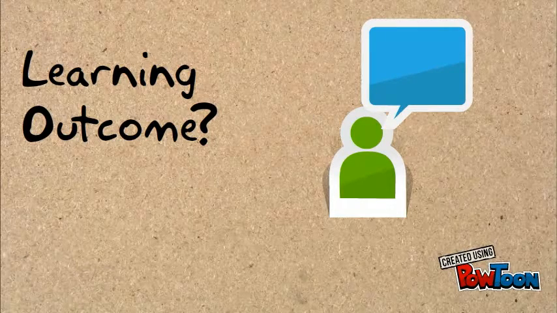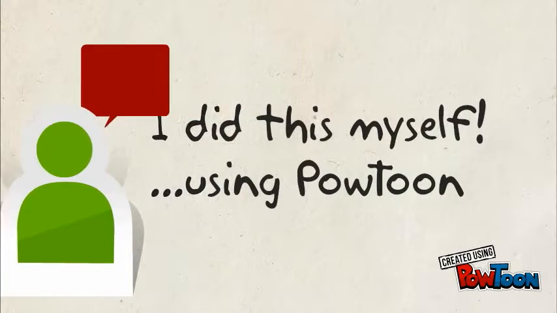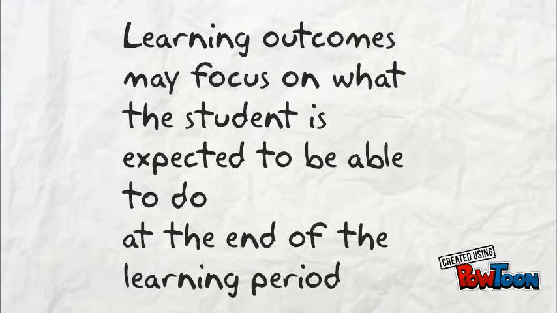The question of what is a learning outcome can differ depending on the source of material. They differ from learning objectives in that they are based on the accomplishments of the student and not the intentions of the teacher. Learning outcomes may focus on what the student is expected to be able to do at the end of the learning period, and what students should acquire in terms of knowledge, skills, and attitudes.